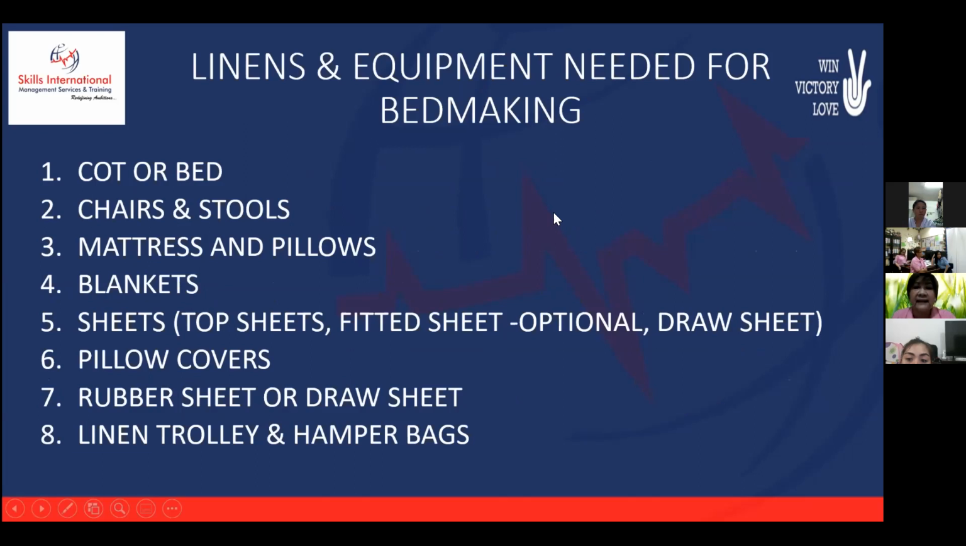What are the linens and equipment needed for bed making? Cot means a pediatric cot, the baby or infant bed. It is called a pediatric cot or infant bed, or the big bed or adult bed. Chairs and stools. We need mattresses and pillows, blankets, sheets, pillow covers, rubber sheet or draw sheet, linen trolley, and hamper bags for the soiled linen.